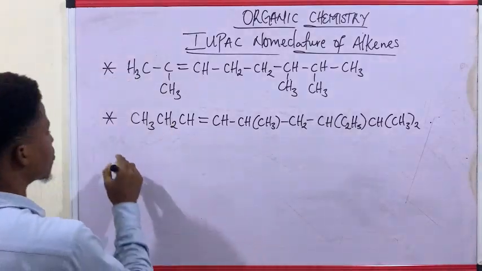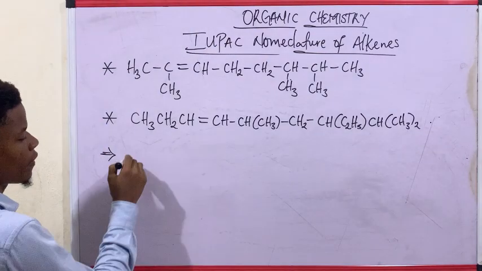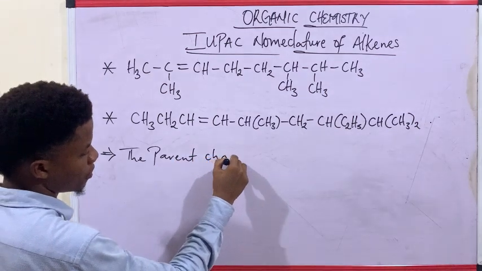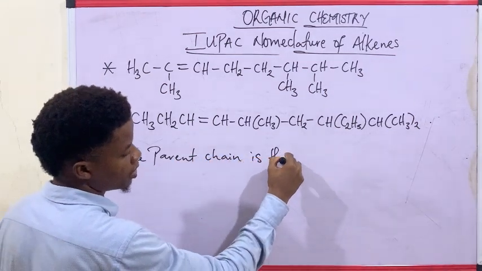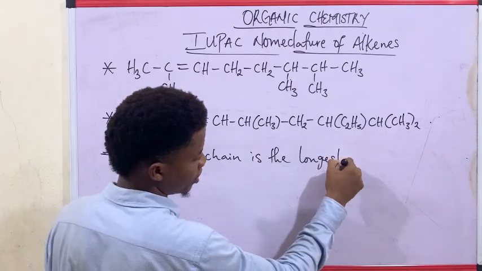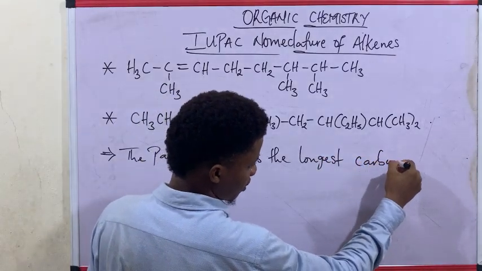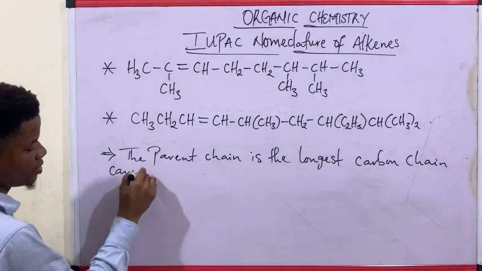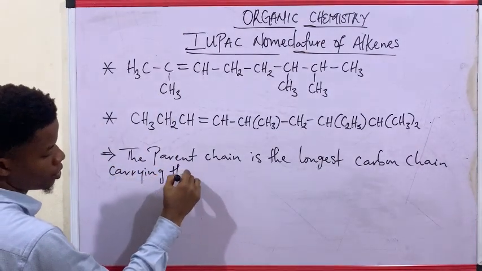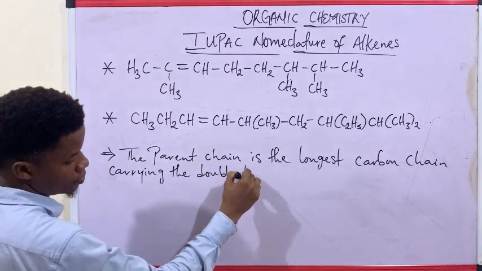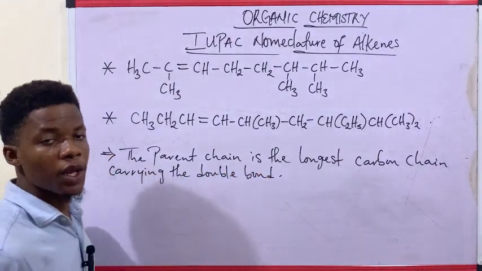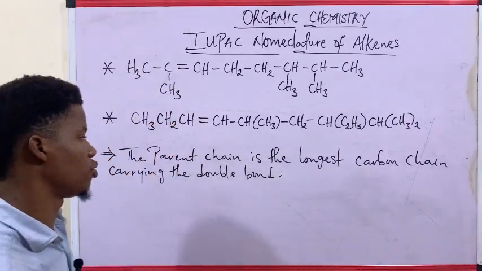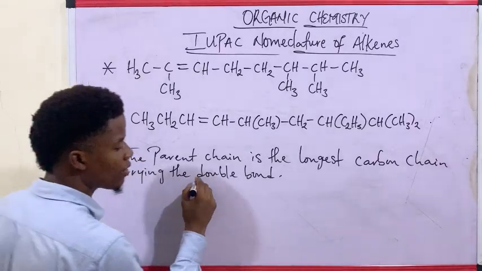Now, for the alkenes, to get our parent chain, the parent chain is the longest carbon chain carrying the double bond. Are you with me? To identify your parent chain for the alkenes, please take note that the parent chain must carry the double bond.